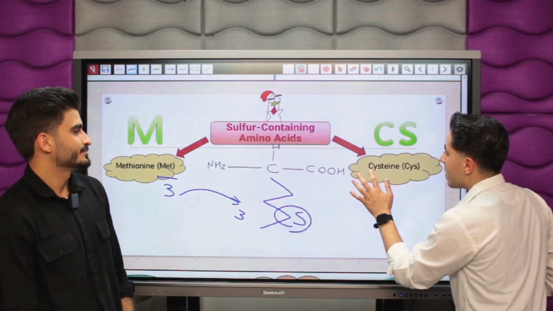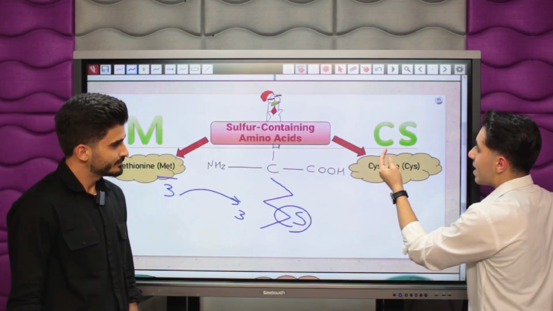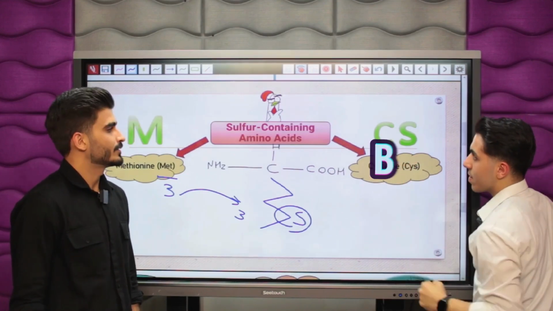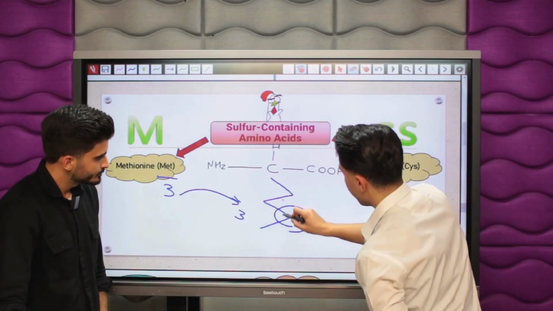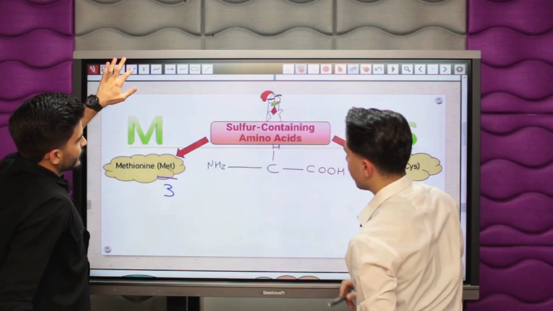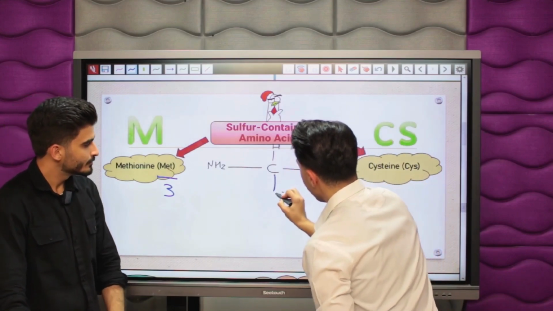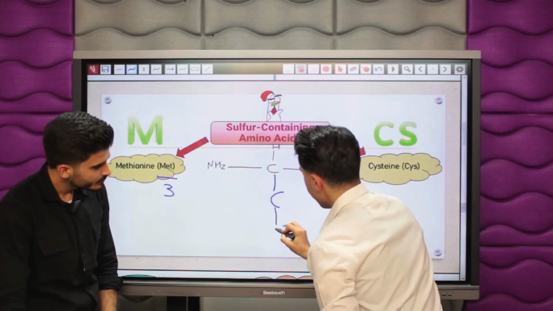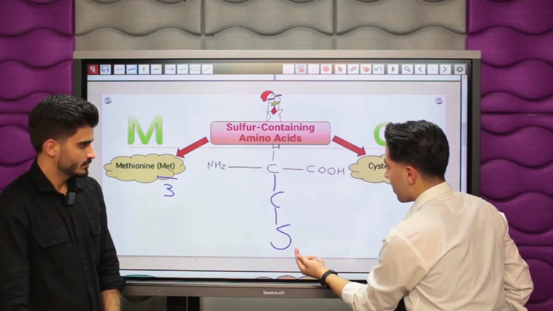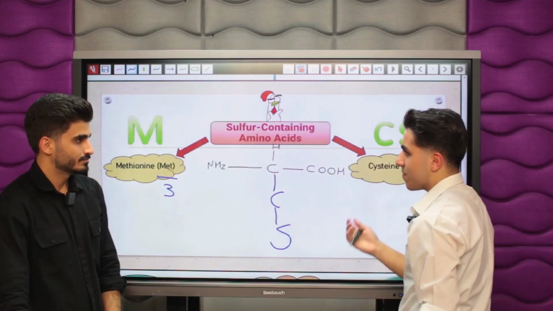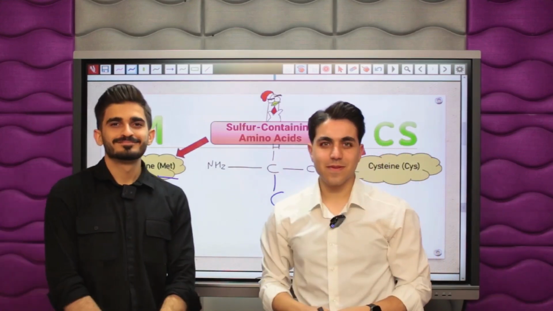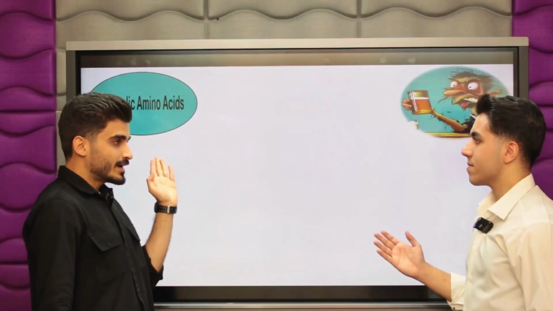Pay attention to the letters of cysteine. 2 letters C and S are bolded here. So, come here. Just draw carbon, okay, and add sulfur here. Carbon, sulfur, C and S, cysteine. Easy peasy.